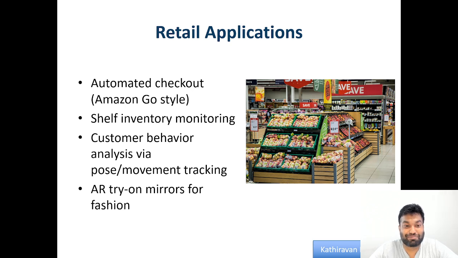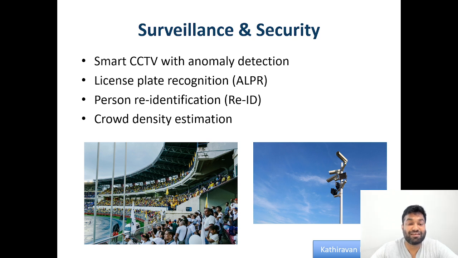Next one is retail applications. From Amazon Go style, you will be able to perform shelf monitoring, like how many products are there on the shelf and how the customers are behaving through their poses and their movements. And you will be able to use AR try-ons to put on dresses without having to manually put on the actual clothes. So you can have a lot of these applications. You can try these things on with the help of computer vision at this point of time.